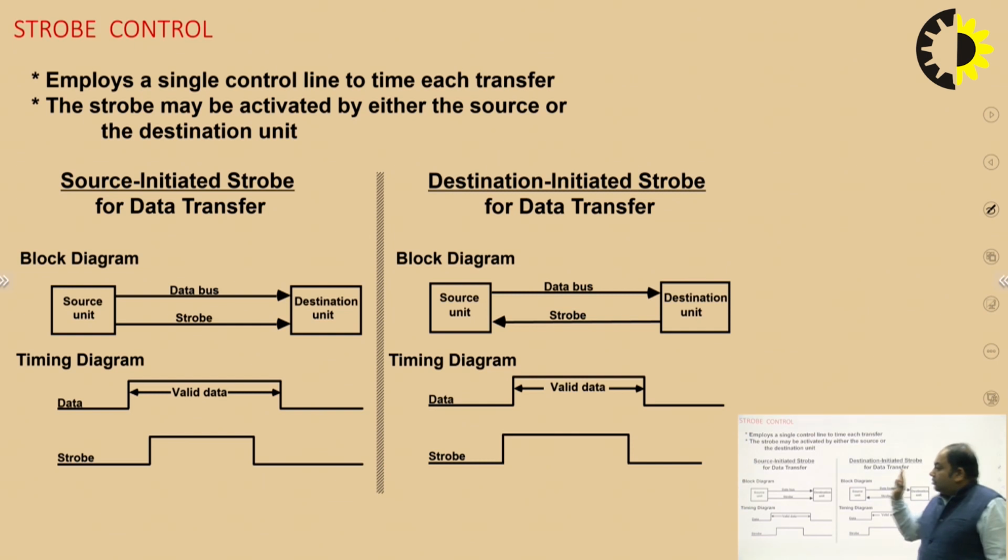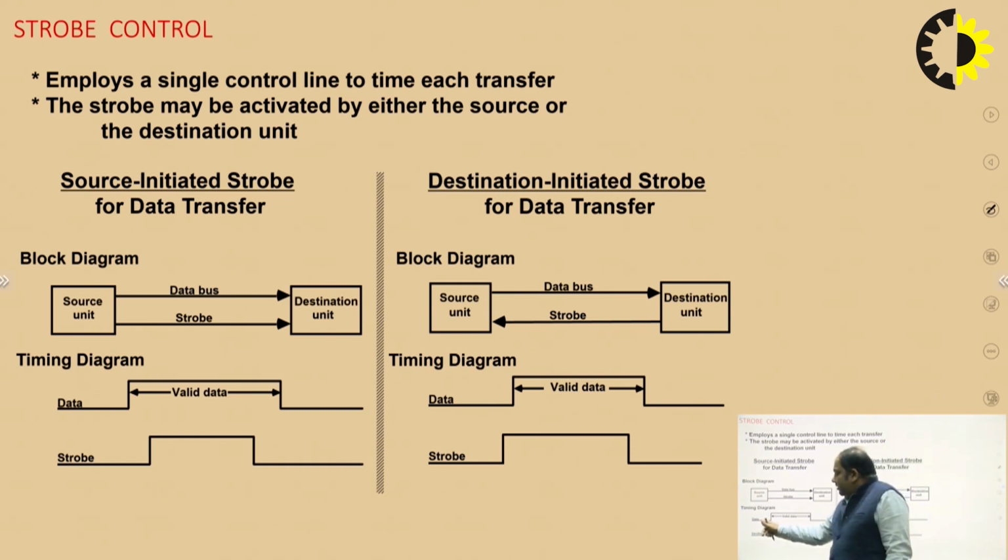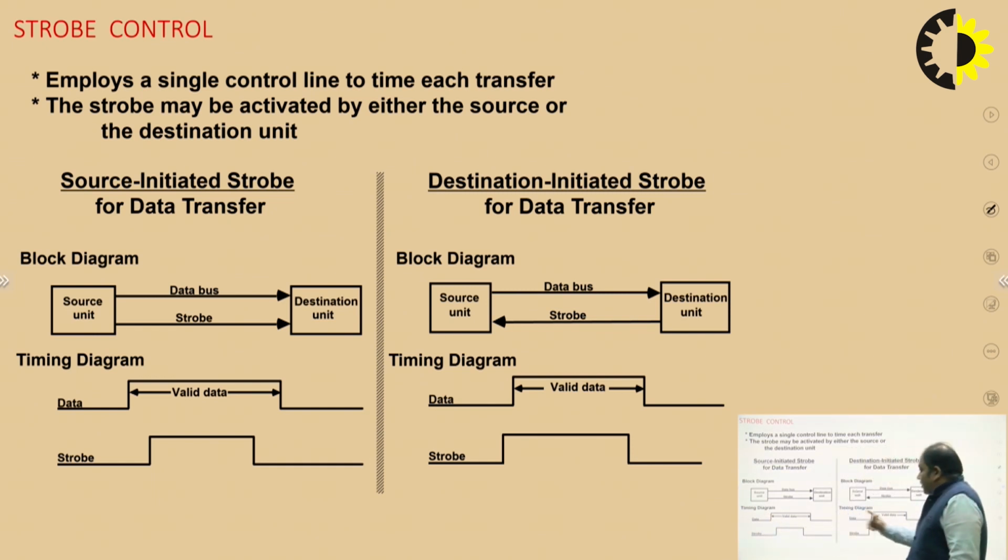So the source unit has no botheration about whether the data will reach or not, but the destination will initiate that it will receive the data. That is also seen in the timing diagram, that in strobe control, in source initiation, there is no common line, but in the timing diagram there is a common line between the data and the strobe.